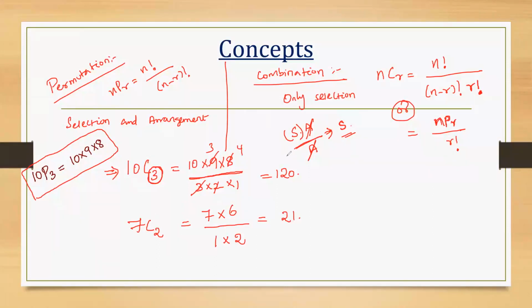n stands for the number of distinct objects, different objects, or the number of objects chosen at a time, or places to fill. C stands for combination. So is it clear how to find the values? Okay, now.